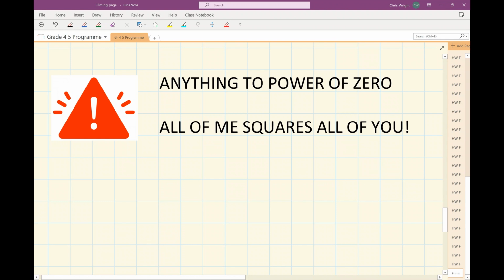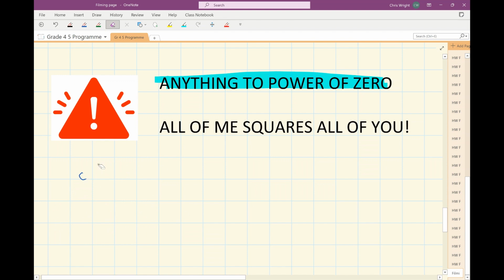Now, here are a couple of things to look out for. First of all, anything to the power of 0 equals 1. So x to the power of 0 would be 1. Or 3a squared b to the power of 0 would be 1.